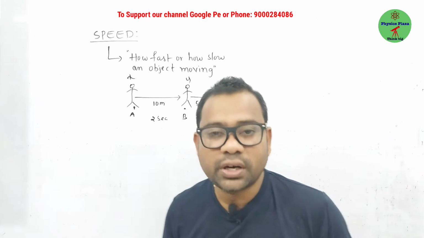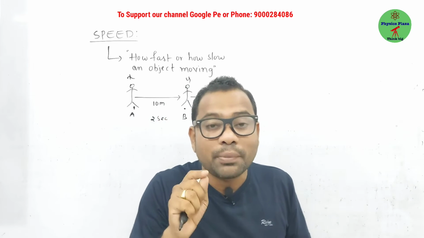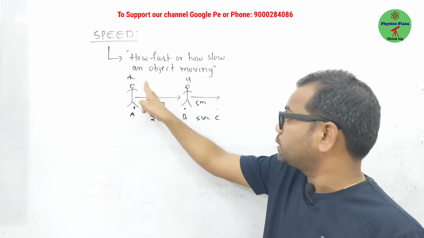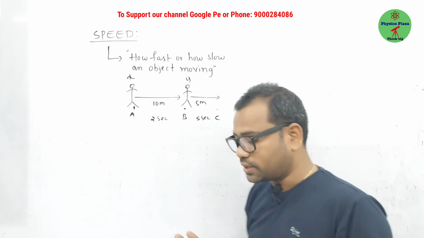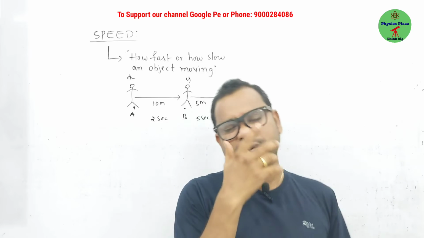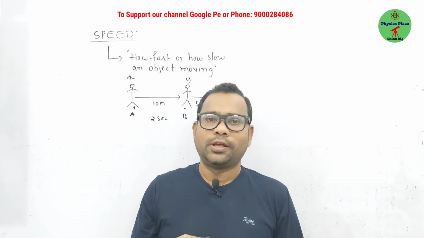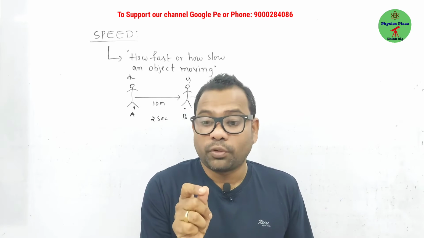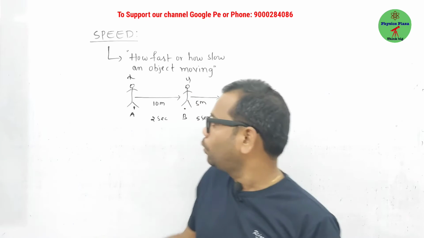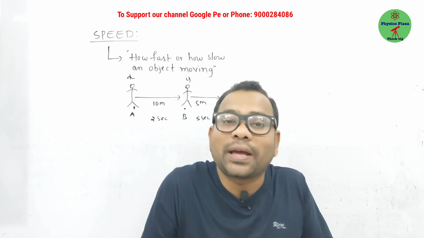Now according to you, dear children, who is going faster? Who is going slower? Come on, children, pause the video and comment your answer. I repeat once: person X is covering 10 meters in 2 seconds, person Y is covering 5 meters in 5 seconds. Who is going fast? Who is going slow? Some of you may guess, but mathematically, how do we prove who is faster and who is slower? As I told you, that is the duty of speed. Speed will tell how fast or how slow an object is moving. Then how to calculate the speed?